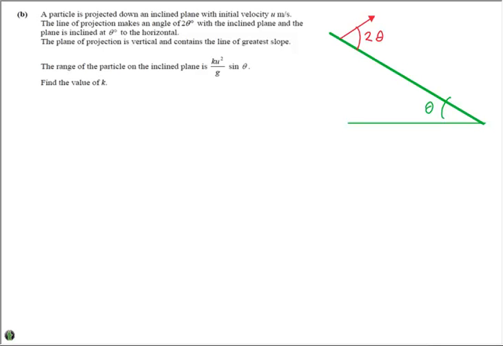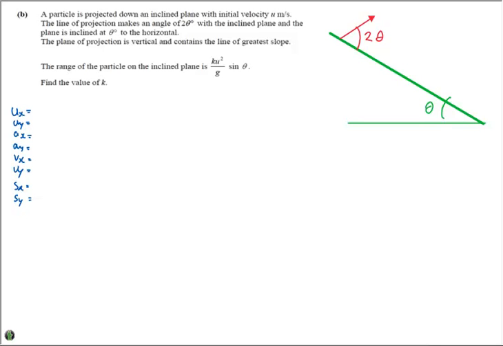So what we have to look at here, well, there's a few little things we must think about first. We know that's 2 theta, we know this is theta. We have to get our question set up. So the way we do that is we get a value for ux, uy, ax, ay, vx, vy, and then sx and sy. What are each of these equal to?